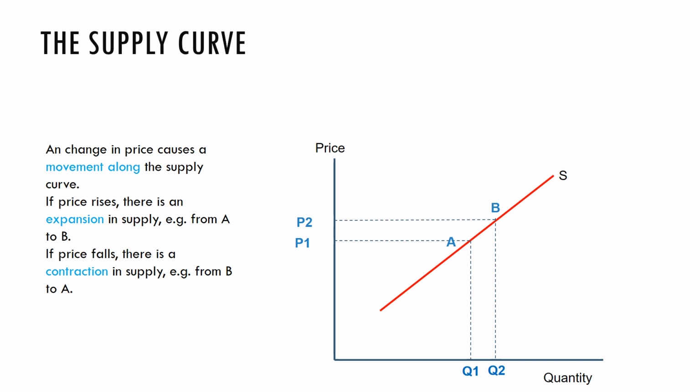So the supply curve shows the relationship between price and quantity supplied. Any change in price we can illustrate by a movement along the supply curve. So here the increase in price from P1 to P2 would move us along the supply curve, an expansion from A to B, and supply would increase from Q1 to Q2.